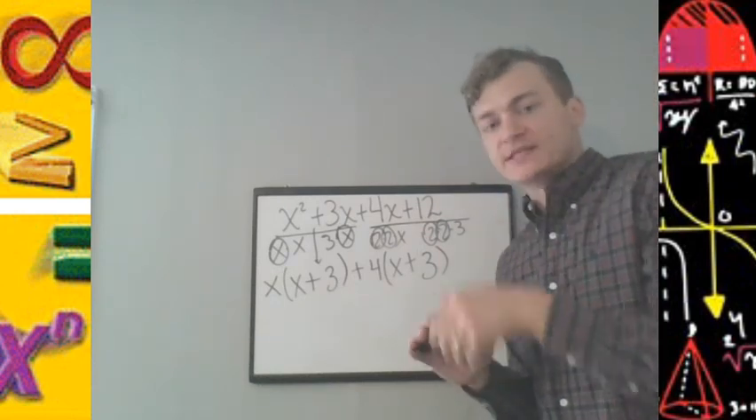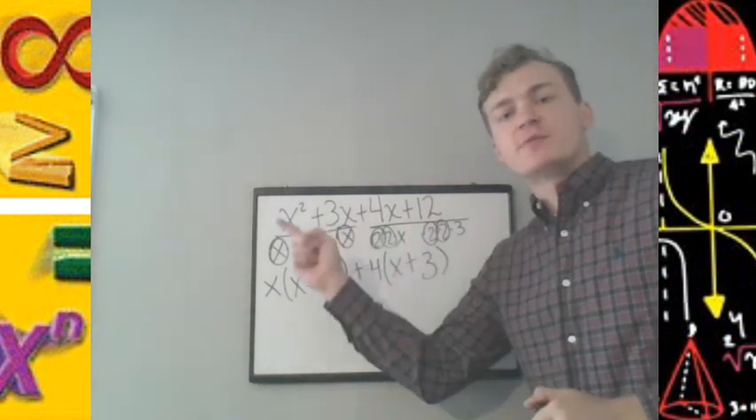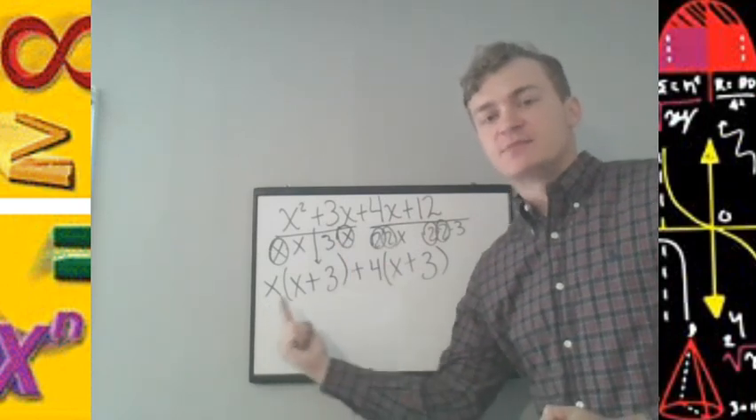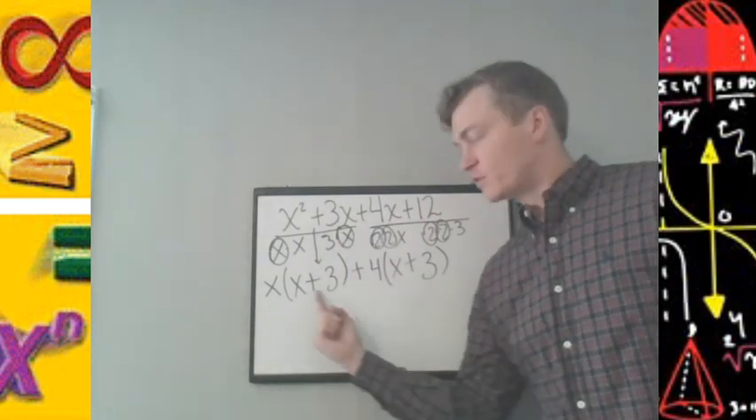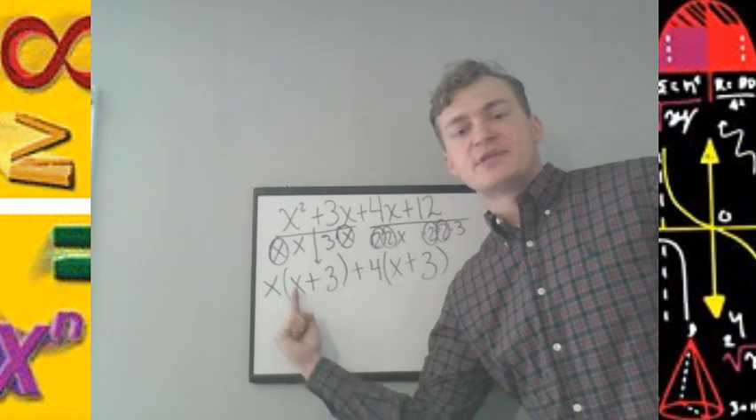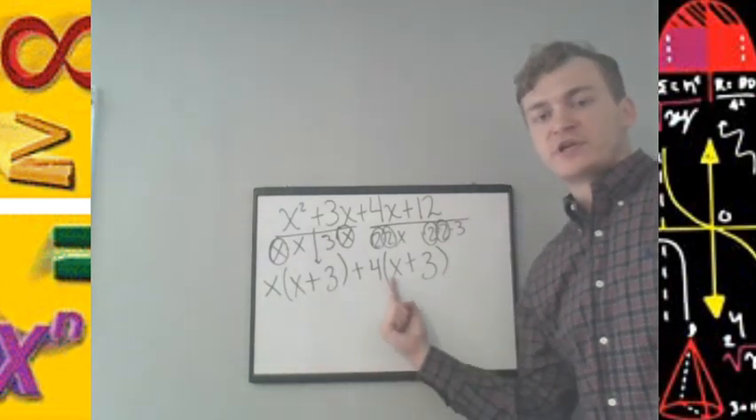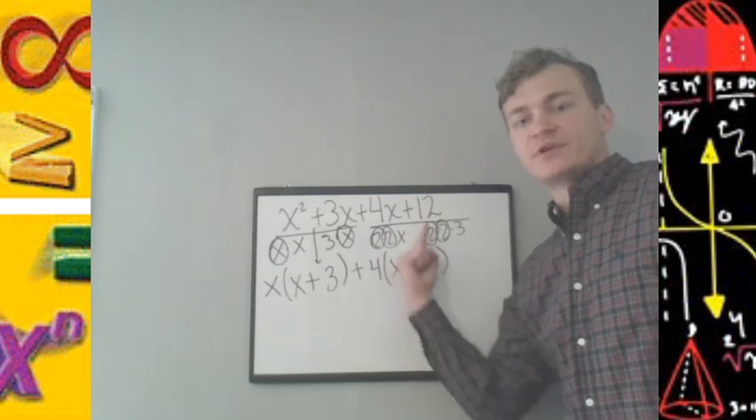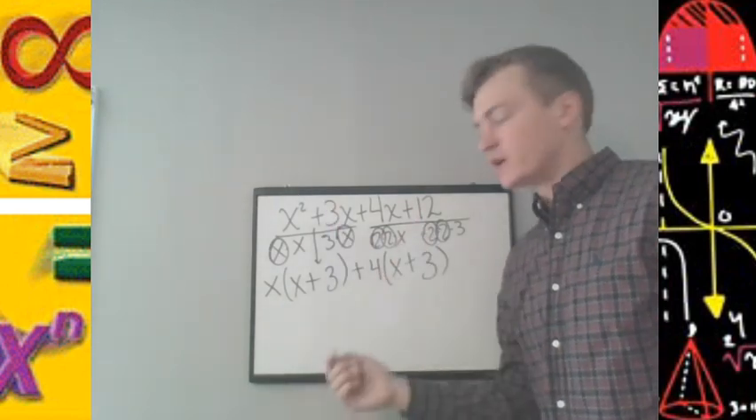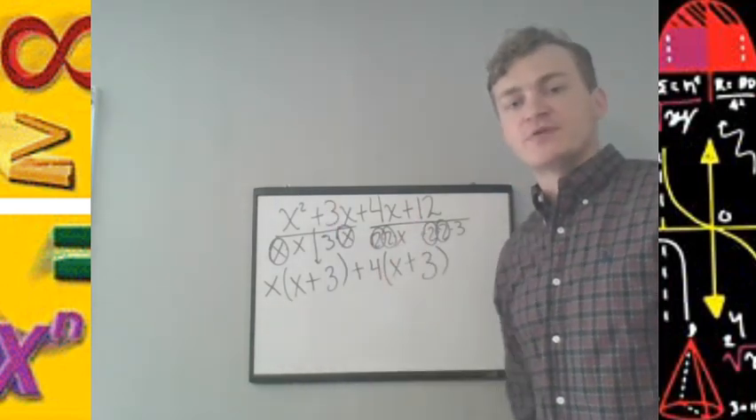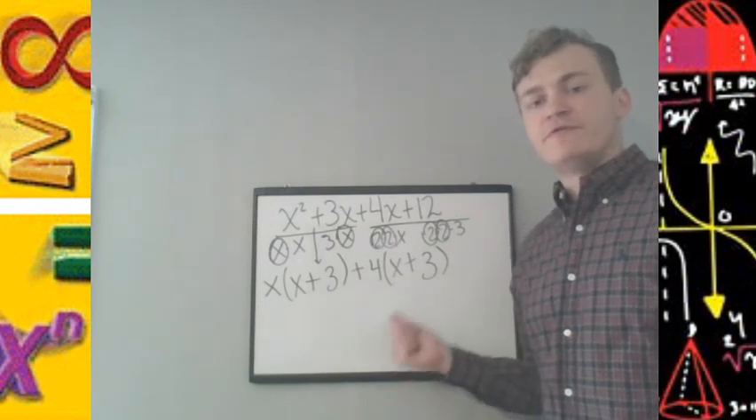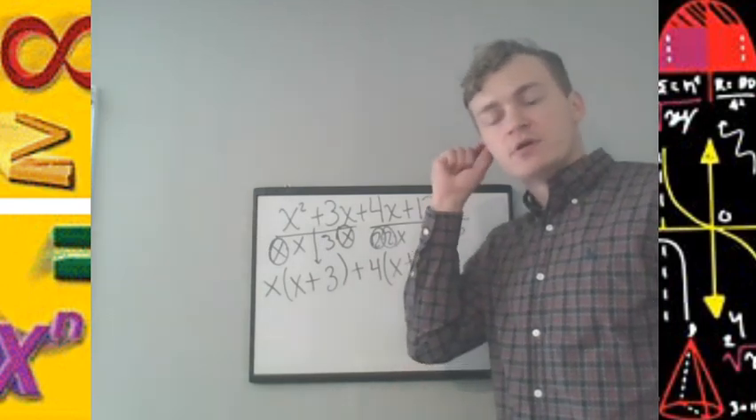Well, wouldn't you know it, look at this. We have rewritten our 4-termed polynomial as the expression x multiply x plus 3, which of course if I distribute back through, x times x is x squared. x times 3 is 3x. 4 times x is 4x. 4 times 3 is 12. So now my new expression here, x multiply x plus 3 plus 4 multiply x plus 3.